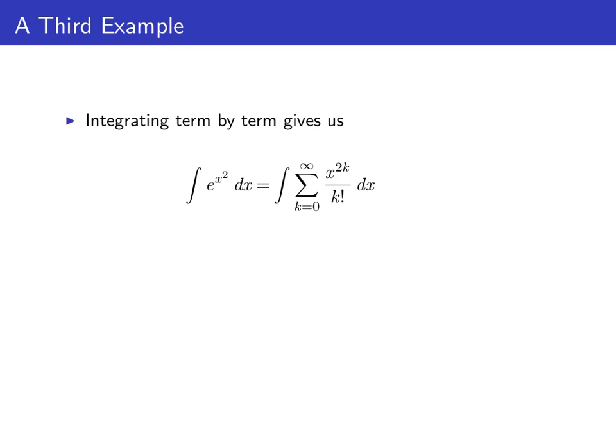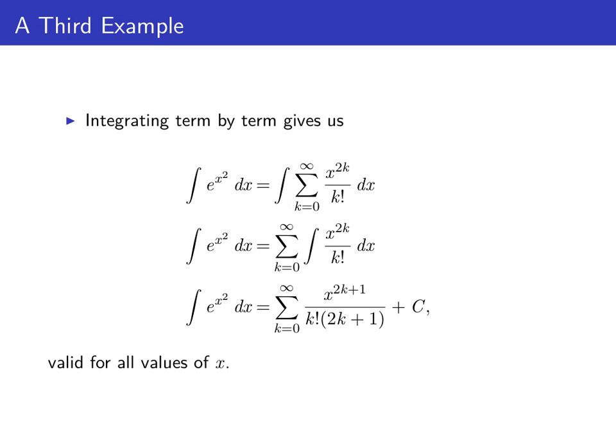Just as we did with the differentiation problem, we're going to integrate term by term. To integrate e to the x squared dx, we integrate the power series representation for e to the x squared dx. And then we integrate term by term. And when we integrate x to the 2k over k factorial, we can take out the 1 over k factorial, and an antiderivative for x to the 2k is x to the 2k plus 1 over 2k plus 1. So we get the integral of e to the x squared dx has the power series expansion sum k goes from 0 to infinity, x to the 2k plus 1 over k factorial times 2k plus 1, plus a constant. And this is valid for all values of x.